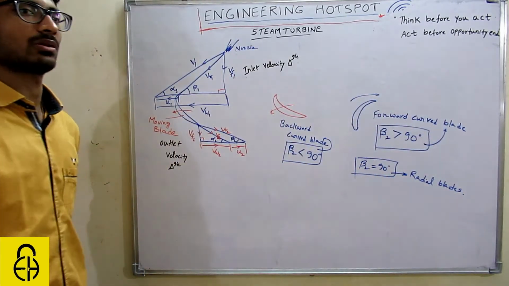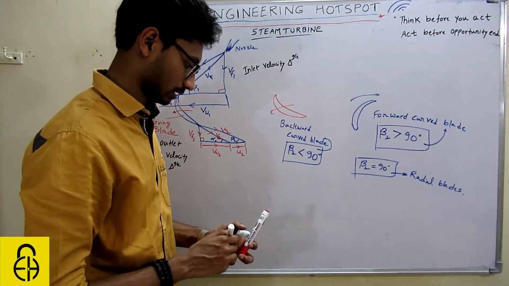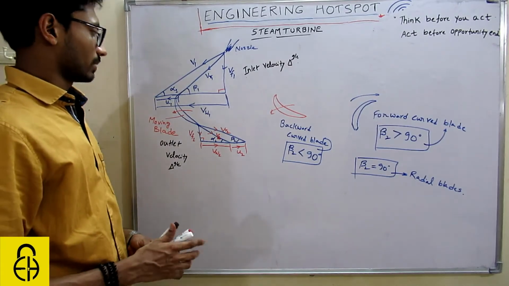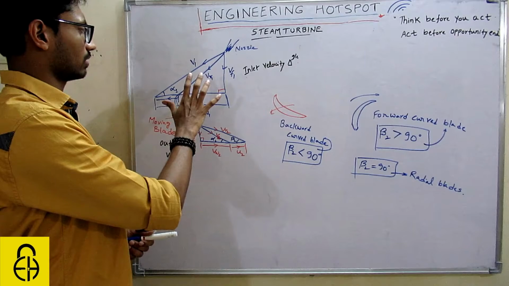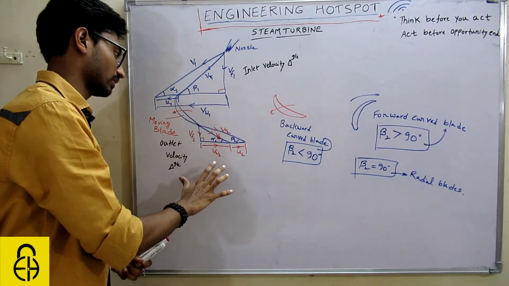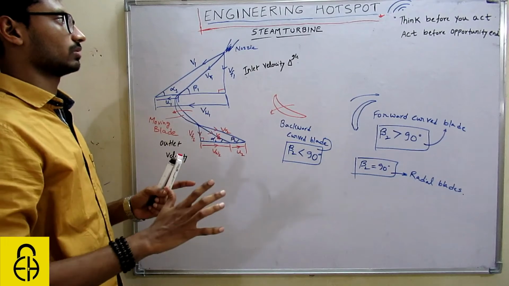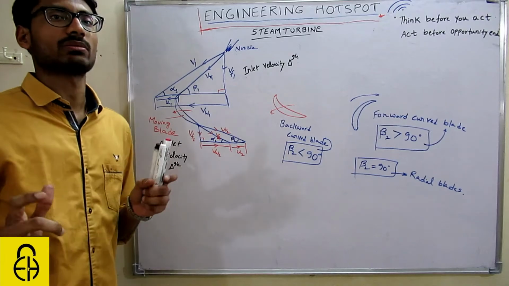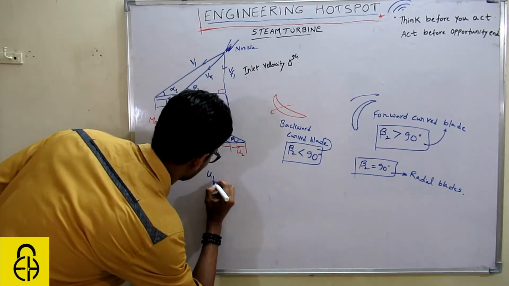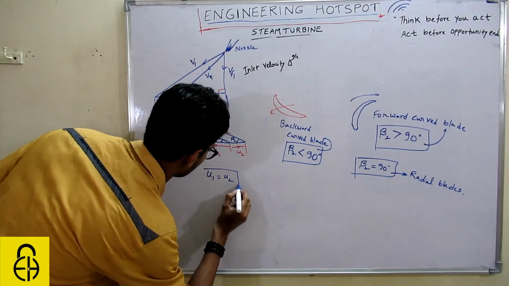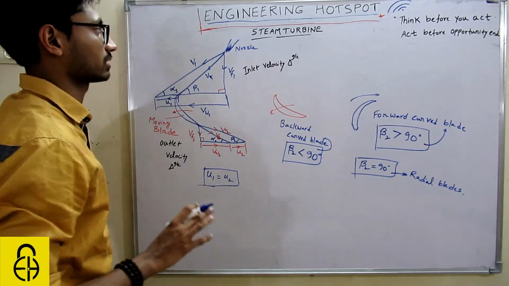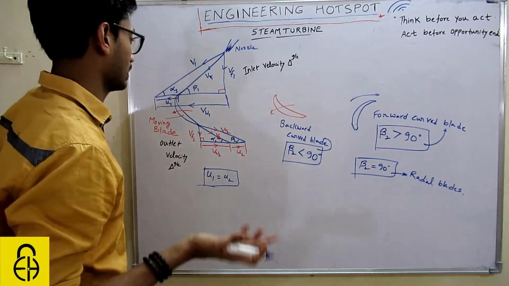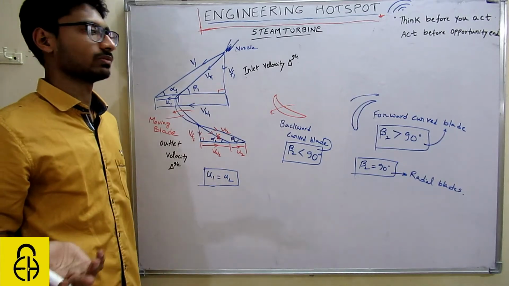I will give you some terminologies so that you will be able to solve some tricky questions properly. This is the inlet velocity triangle and the outlet velocity triangle. But since it's a turbine, U1 and U2 will be the same, whether it's an impulse steam turbine or a reaction steam turbine. In any case, U1 and U2 will be equal.